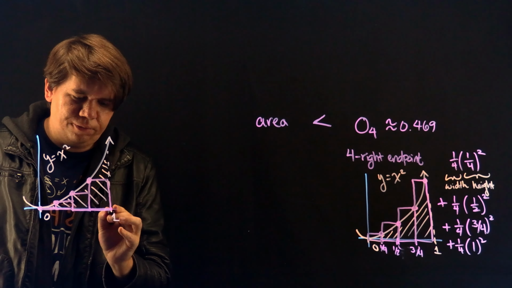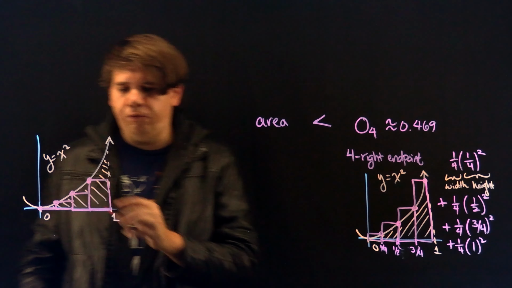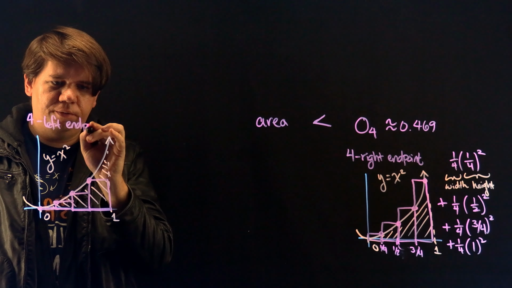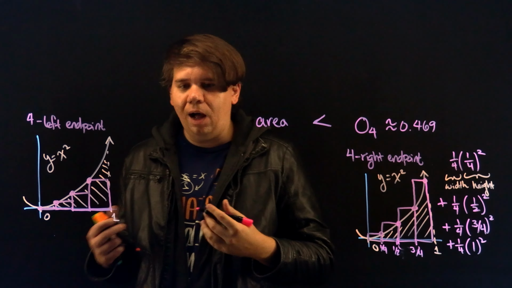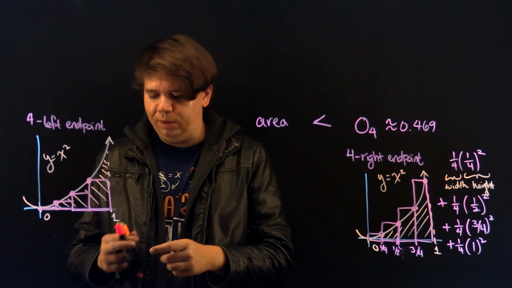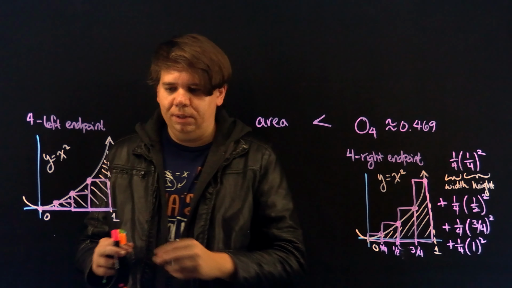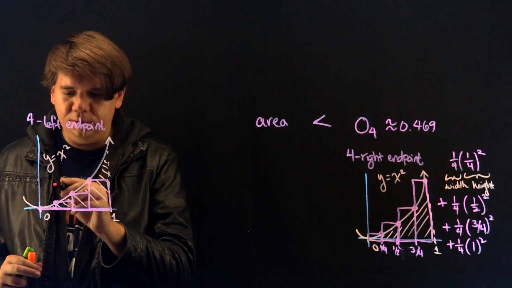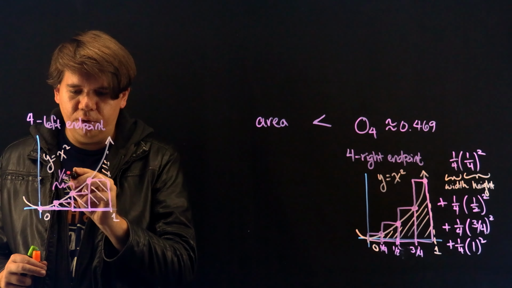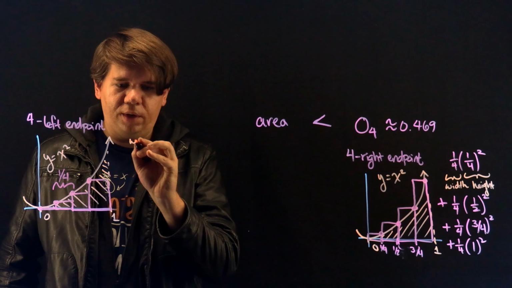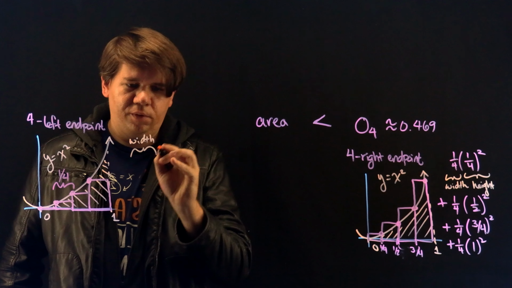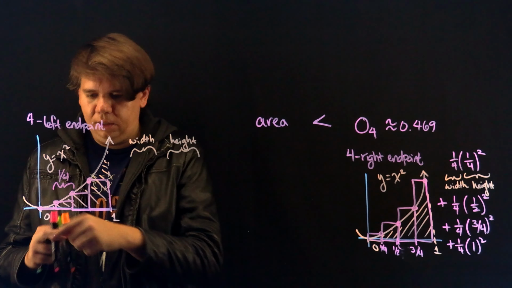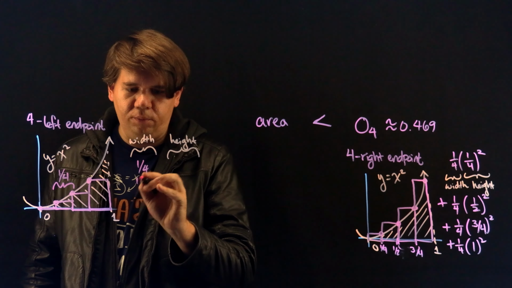But now I have these 4 left endpoint rectangles, and they're going to give me an underestimate. They're going to help me figure out a lower bound on the area. Just like before, we can calculate the area of these rectangles. Just like before, each of these rectangles has width 1/4. So when I think about the width and the height of my rectangles, all of them have width 1/4.